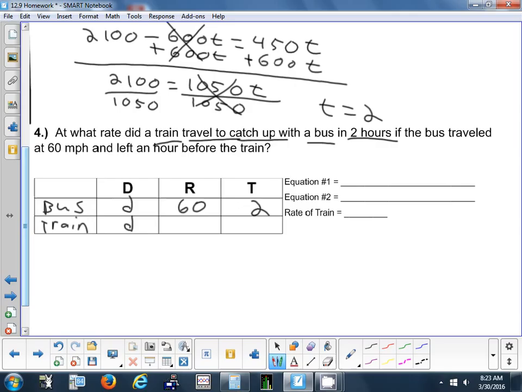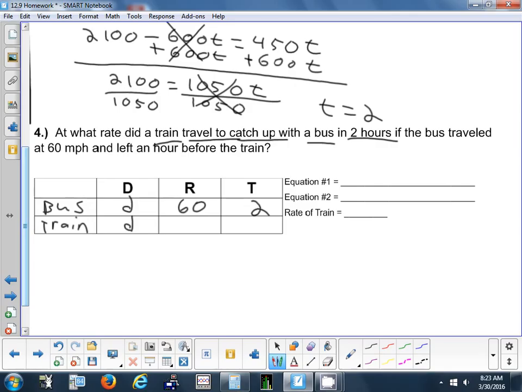So would you do 2? So what does that mean? The bus left an hour before the train. So 60 minus 12. Let me make sure I read that right. At what rate did a train travel to catch up with a bus in 2 hours if the bus traveled at 60 and the bus left before the train?